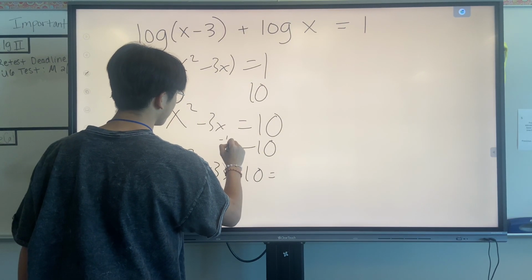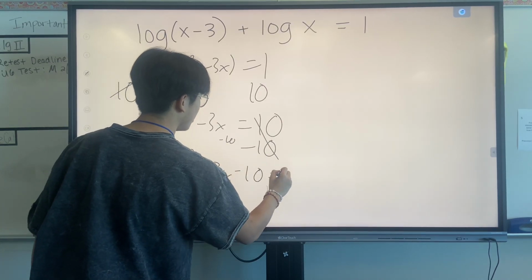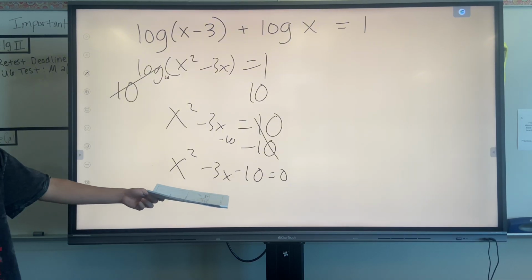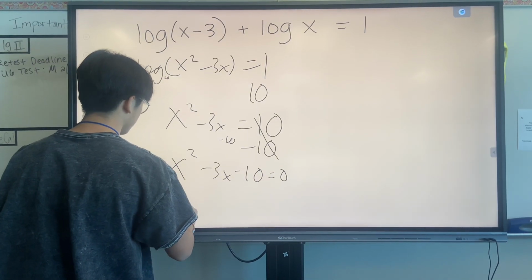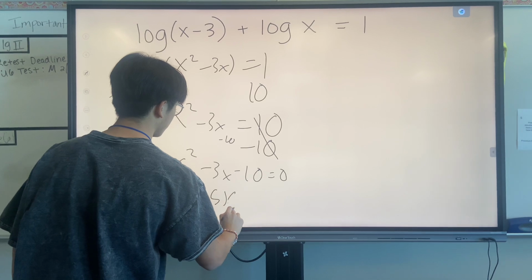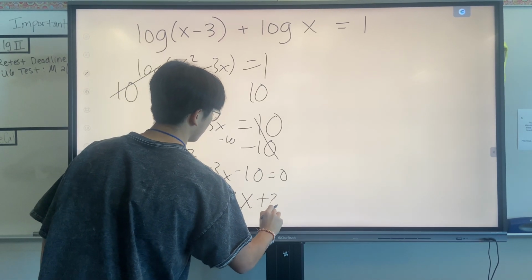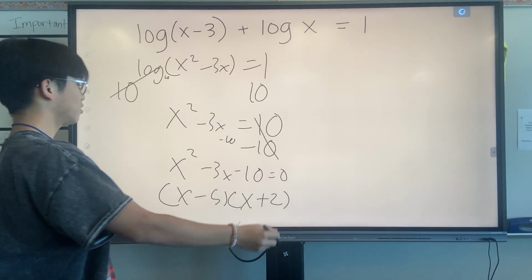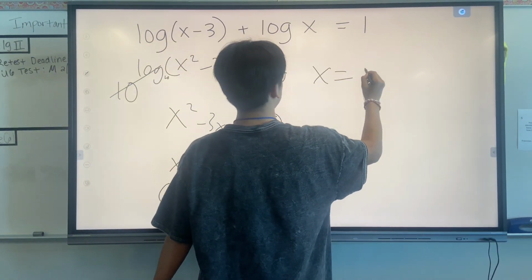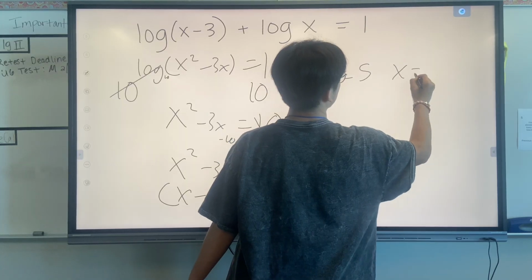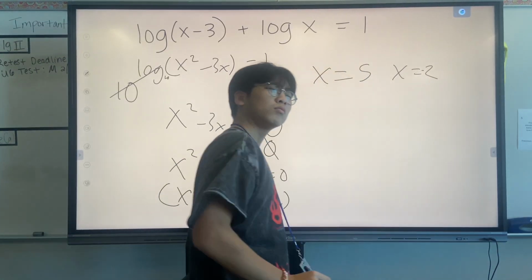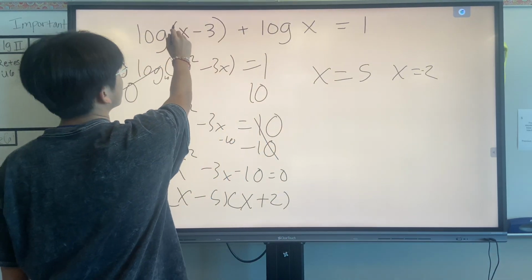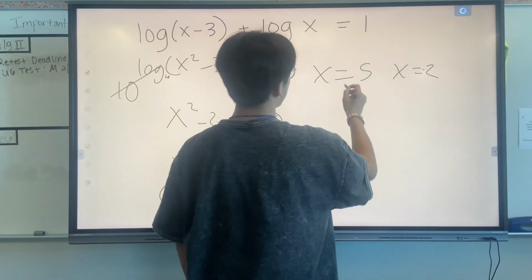And then these will cancel out. And then there's your quadratic. Now to solve, what can you do? Very, very good. And then very quickly, someone tell me what the x's would be. Negative 2 and 5. Are any of them extraneous? The negative 2 is extraneous. Wait, no, never mind. Yeah, the only solution is 5. Yep, the only solution is 5.